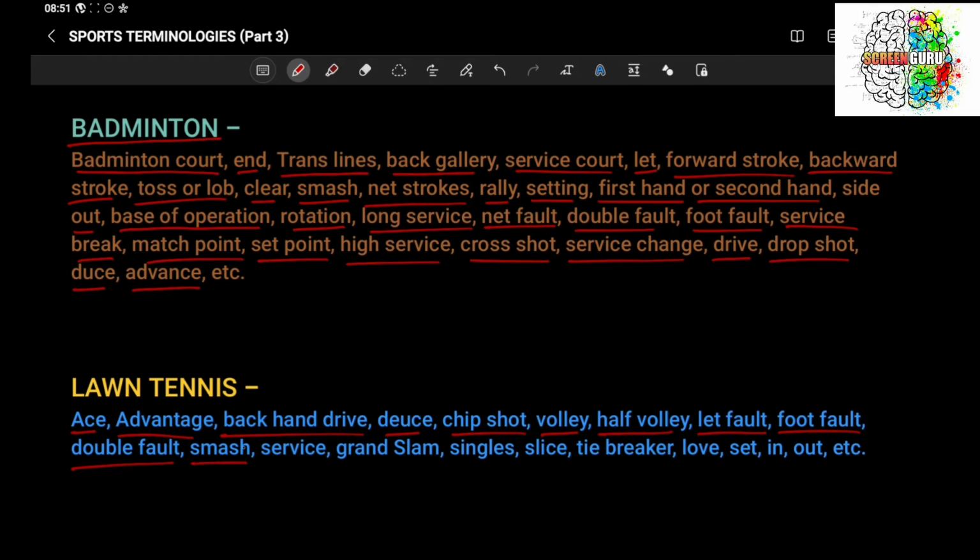So we have smash, then service, then Grand Slams. As we mentioned, Grand Slams are what? The four Grand Slams: Australian Open, French Open, Wimbledon, and then the US Open. Then singles and doubles. Now this is the type of a tennis match. And we have slice, tiebreaker, love, set, in, out, etc. When the ball is in, it is called in, and when the ball is out of the court, it is called out. That is related to the rules of the lawn tennis game.